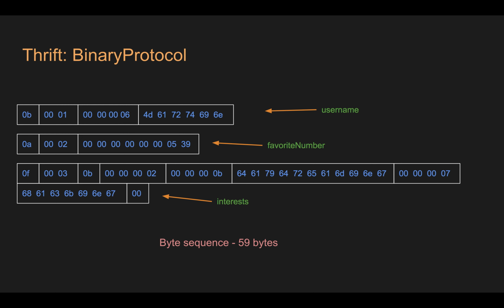Now Thrift has two different binary encoding formats. One of them is BinaryProtocol and the other is CompactProtocol. So this slide is about BinaryProtocol. As you can see, Thrift encodes this whole data in just 59 bytes. Whereas if you use JSON to encode the same data with white space removed in textual form, then it will take around 81 bytes. So great savings of space. Now let's break down each of these fields, username, number, and interest, to see what these bytes actually represent.